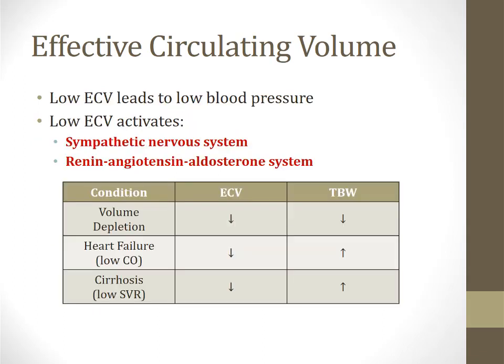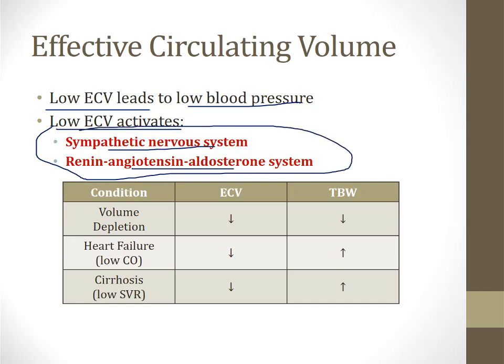The reason this concept is so important to understanding disease states is because a low effective circulating volume leads to low blood pressure and it activates two important physiologic systems, the sympathetic nervous system and the renin-angiotensin-aldosterone system. So any time the effective circulating volume is low, these two systems will become active, and that's critical to understanding certain disease states. To understand this, let's look at the chart I've drawn on the screen here.